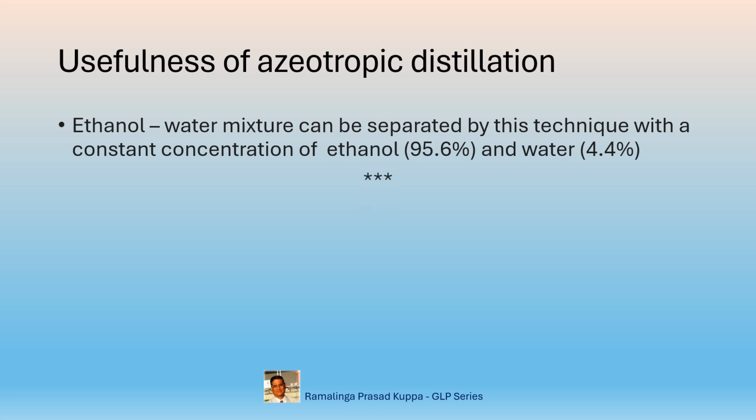I hope that this brief information on azeotropic distillation is useful. This method is useful for determination of water content by physical separation by azeotropic distillation with toluene.